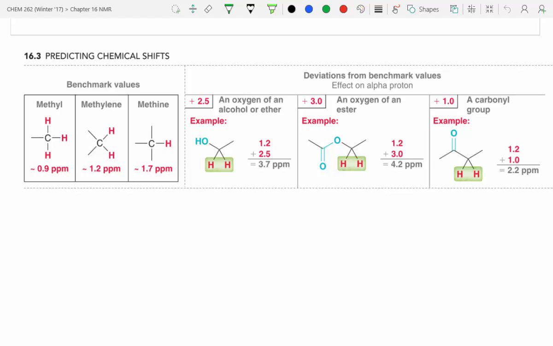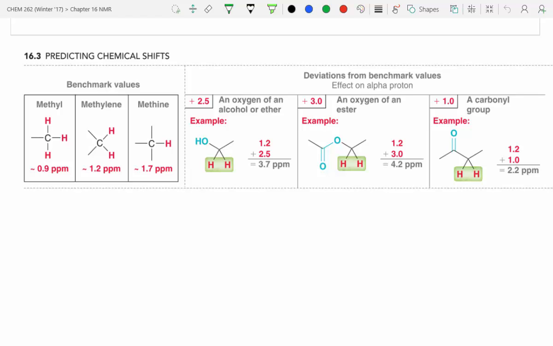If you've got something on a carbon that's directly attached to a carbonyl, you only add 1 because it's not nearly as electronegative as an ester. So this is a really useful tool. And if you guys are struggling with determining possible isomers that match your NMR, try to break this out and see which one matches your NMR frequencies the best. Does that make sense? It's kind of a nice trick that the Klein textbook has that I don't think any other textbook I've seen has in there.